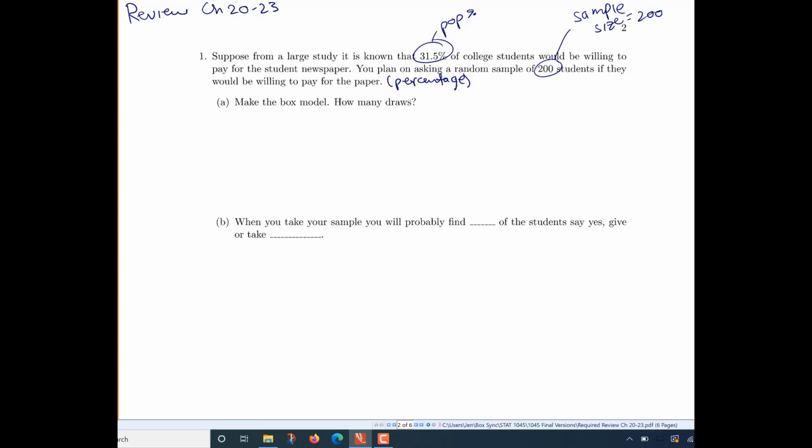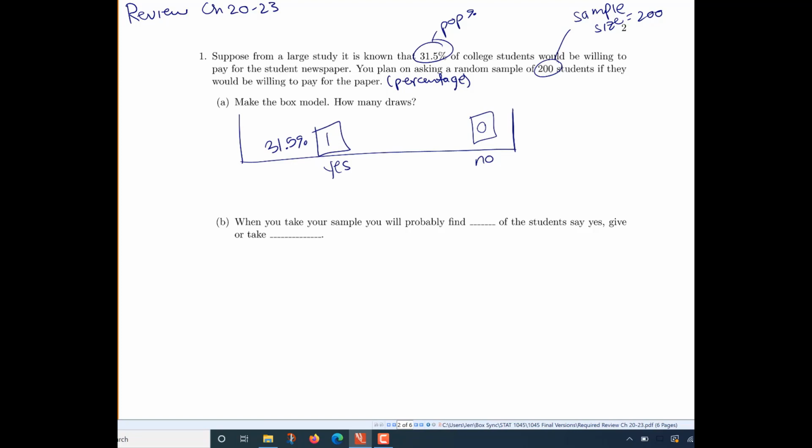Make the box model and how many draws. Well, we're dealing with percentages, and anytime you want to talk about percentages, you have to first count how many people say yes. And so anytime you're doing a box model for counting, you can only have two things in there. You can have ones and zeros. So the ones will be for the people that say yes. The zeros will be for people that say no. Now, how many of those? We don't really know how many people are in this population. It didn't tell me. But we do know that 31.5% will say yes.